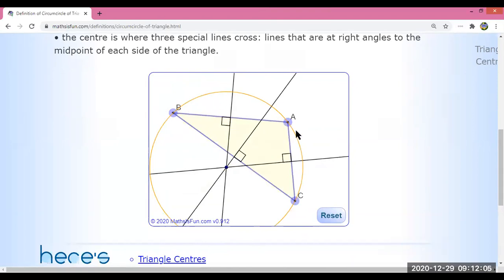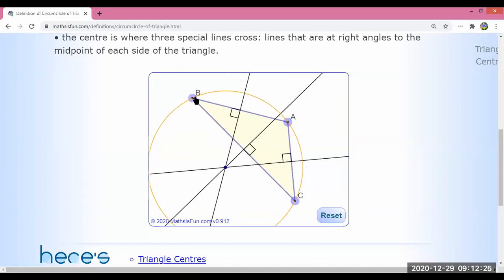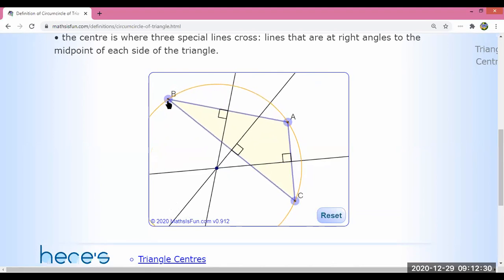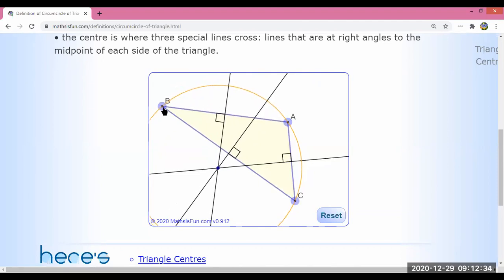Okay, so if a triangle is such that it has any one obtuse angle, this type of triangle, that is an obtuse angled triangle, will always have the center outside the triangle. Now just check what happens if I change the triangle. Here I'm just trying to resize the triangle, so that you understand that the center is still outside the triangle.